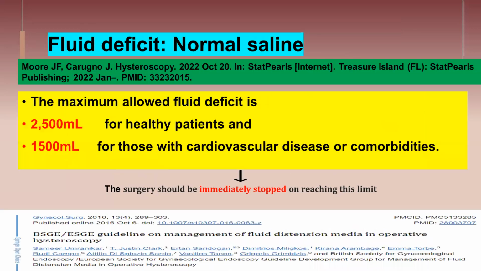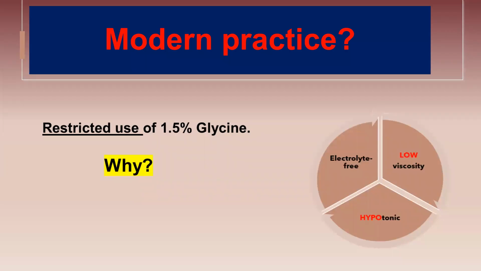But if you are using normal saline, which is isotonic solution, the maximal allowed fluid deficit is higher than hypotonic solution. It can be up to 2.5 liters for healthy people and up to 1.5 liters for patients with cardiovascular disease or comorbidities. Again, you have to stop the procedure when you reach this fluid deficit level.